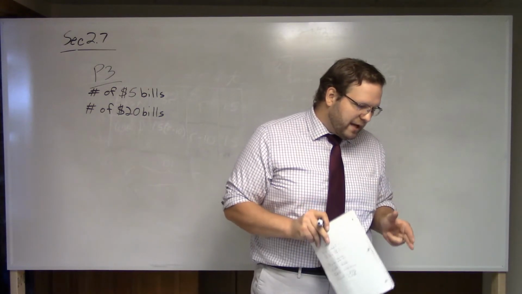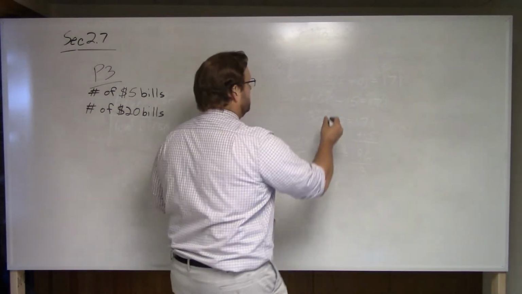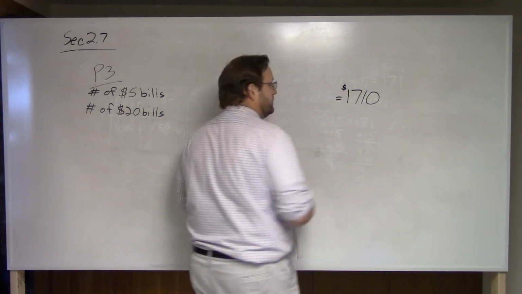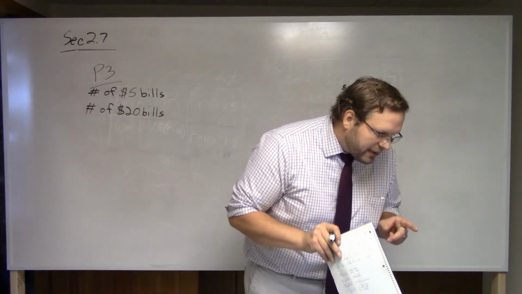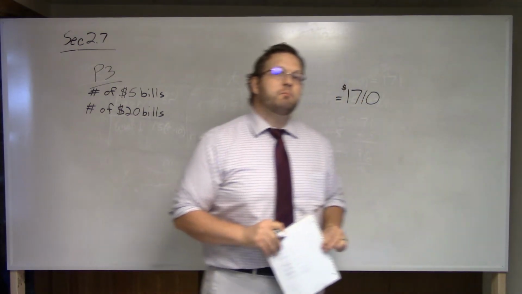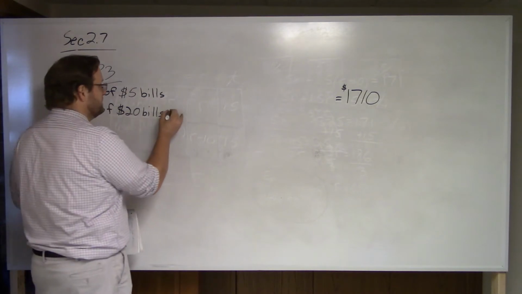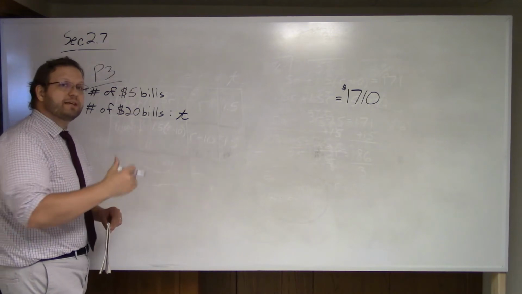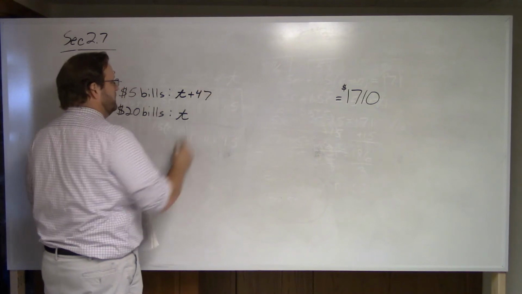Okay, the total value of the money is $1,710. So I know the total is $1,710. Okay. Now, then it says that there were 47 more 5s than 20s. 47 more 5s than 20s. They tell us nothing about the 20s. There's my variable, t. But there's 47 more of the 5s. So t plus 47.